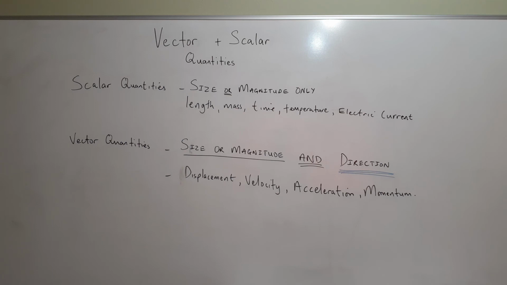Now, as far as measuring direction goes, directions can be measured in terms of our cardinal points: north, south, east, west. They can be measured in terms of angles, or what we call bearings, as well, right? So it's very, very important that we understand that directions can be measured in different ways. However, we must remember that quantities are either vector or scalar.